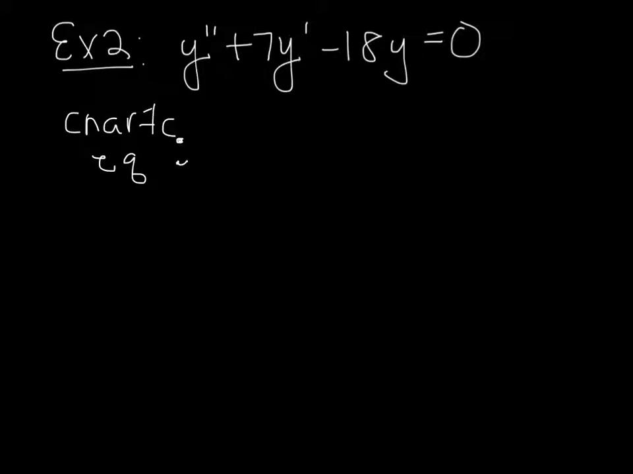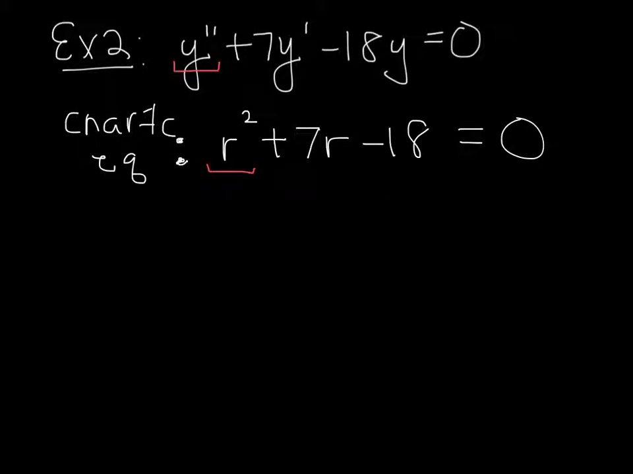So the characteristic equation is going to be r squared plus 7r, where r is the first derivative, minus 18 equals 0. So again, y double prime is this term, and y prime represents this term, it's really r to the first power. And again, no derivative here.